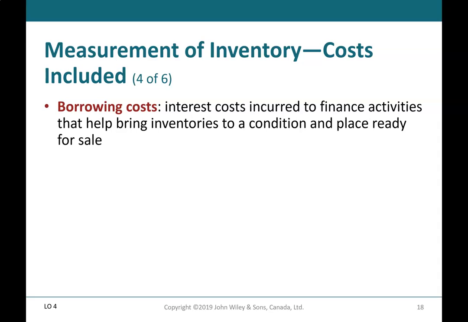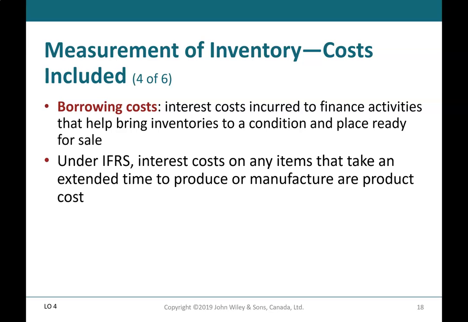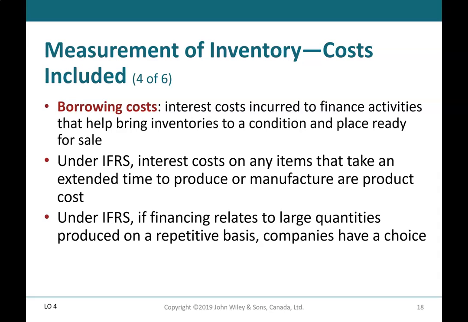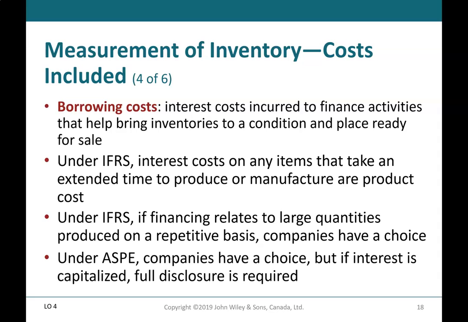Measurement of inventory, costs included, 4 of 6. Borrowing costs, interest costs incurred to finance activities that help bring inventories to a condition and a place ready for sale. Under IFRS, interest costs on any items that take an extended time to produce or manufacture are product costs. Under IFRS, if financing relates to large quantities produced on a repetitive basis, companies have a choice. Under ASPE, companies have a choice, but if interest is capitalized, full disclosure is required.